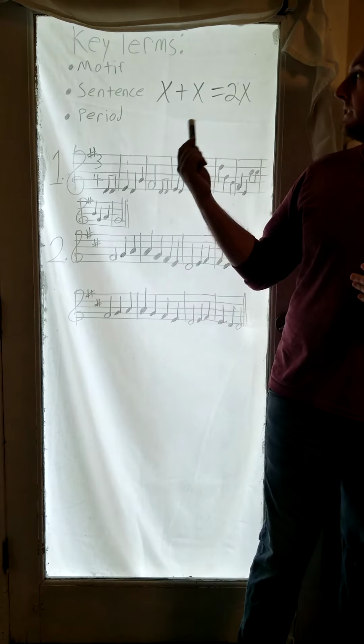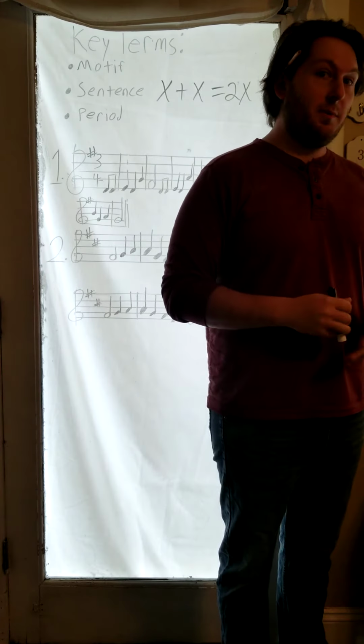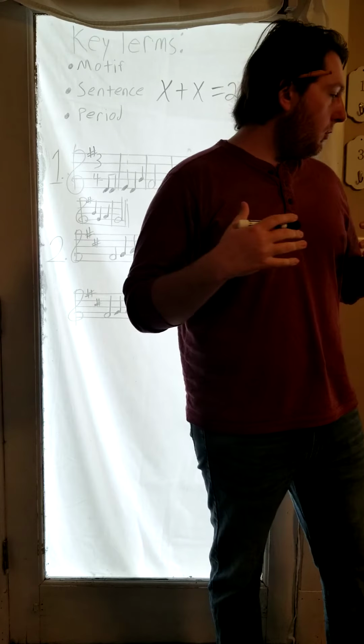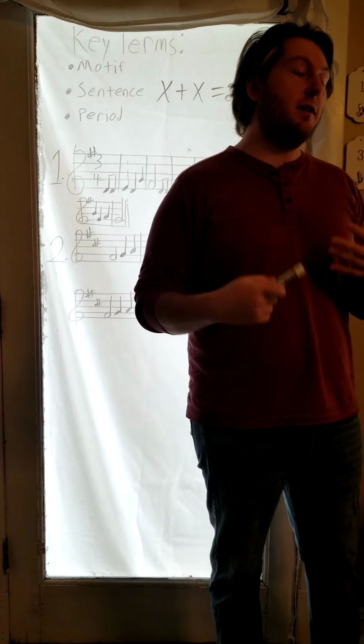Motivic ideas and sentences can be the foundation for a whole symphony such as that. It's Beethoven's Fifth Symphony. The whole symphony is based off of that one motivic idea. It just keeps coming back and forth in various different ways.